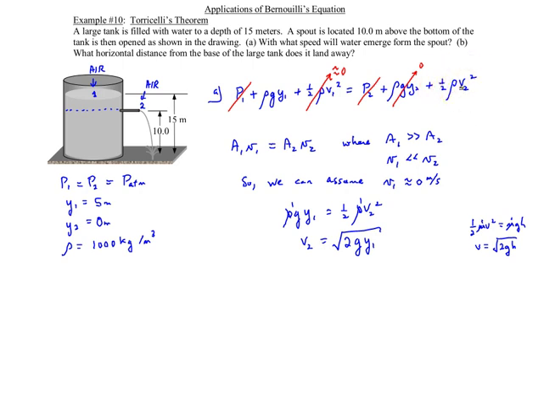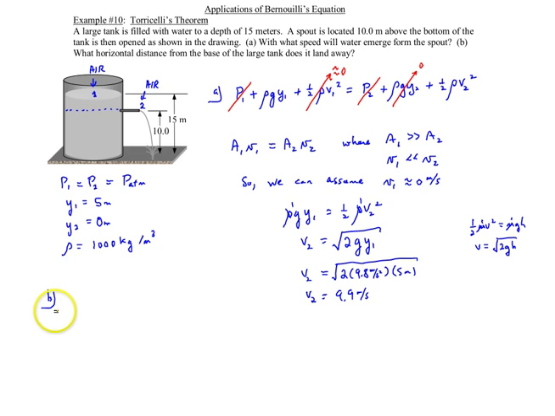Now we can substitute our numbers in. Velocity 2 is the square root of 2 times 9.8 meters per second squared times the difference between y1 and y2, which was only 5 meters. That was the 5 meters contributing to that extra velocity, and that gets you a velocity of 9.9 meters per second. Okay, now let's go on to part B, to find the horizontal distance that this water travels.